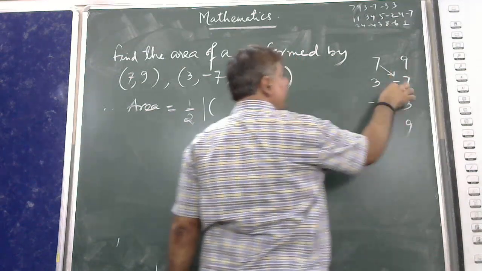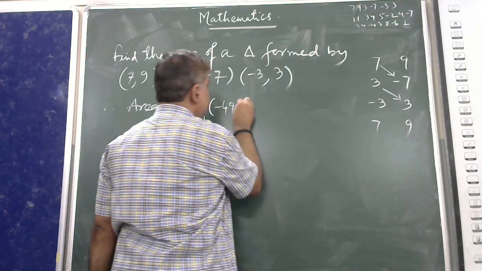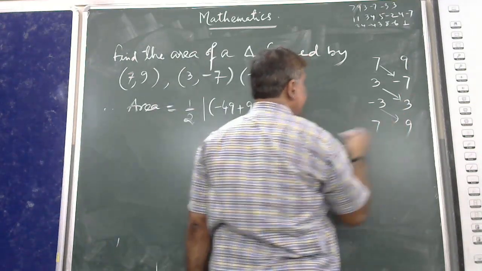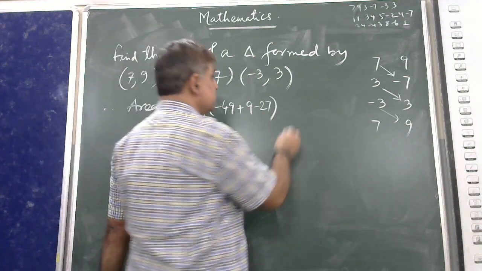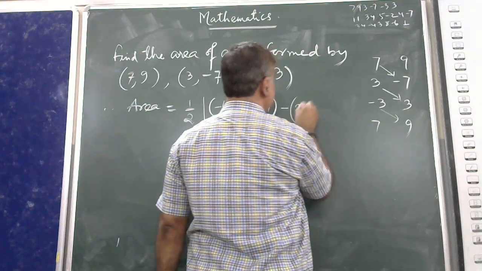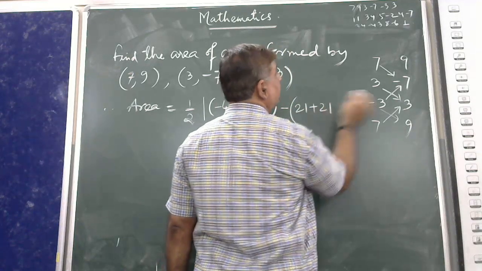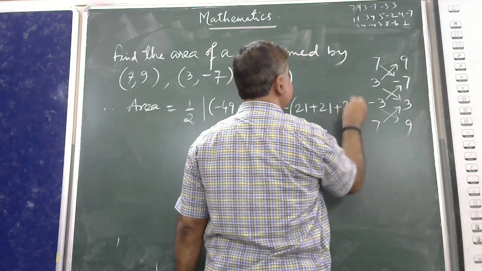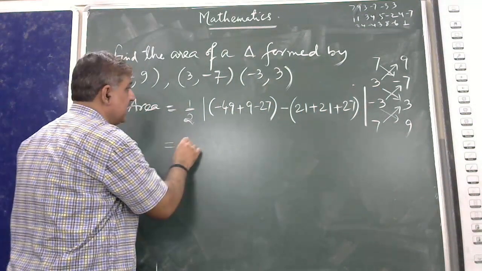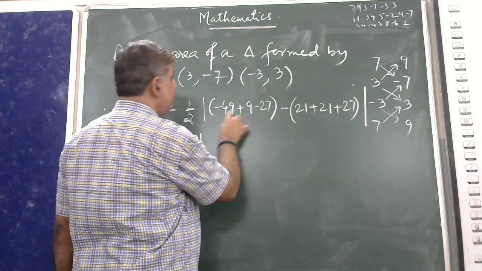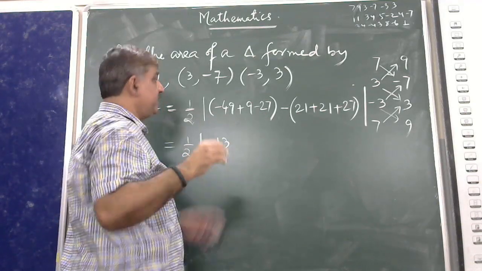What happens? 7 into minus 7 becomes minus 49. Again, 3 into 3 is 9, so plus 9. Again, minus 3 into 9 is minus 27. So this will be your first bracket. Minus, you can write 7 into 3, that is 21. Then minus 3 into minus 7, that is plus 21. And then 3 into 9, that is plus 27. So now put mod here. Now you can see here half mod. Here you are getting 40 and then minus 27. It should be 13. I think it should be 13.